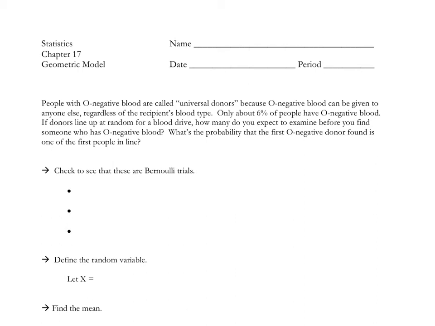People with O negative blood are called universal donors because O negative blood can be given to anyone else, regardless of the recipient's blood type. Only about 6% of people have O negative blood. If donors line up at random for a blood drive, how many do you expect to examine before you find someone who has O negative blood? What's the probability that the first O negative donor found is one of the first 4 people in line?